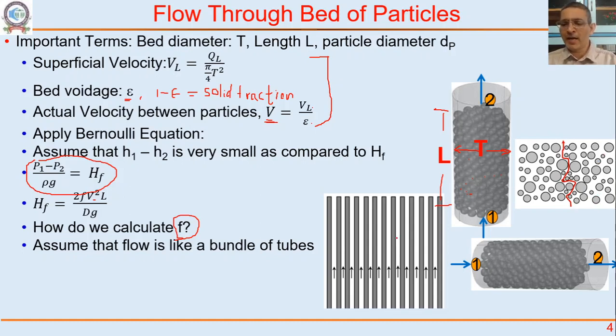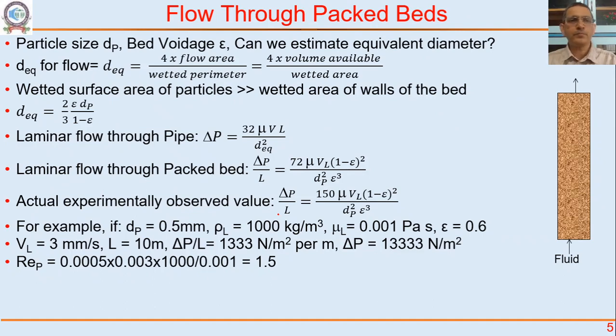We say equivalent diameter. How do I define equivalent diameter? Equivalent diameter we define as 4 times flow area divided by wetted perimeter. If I multiply numerator and denominator by L, flow area multiplied by L would be the volume available for flow, and wetted perimeter multiplied by L will be the total wetted area. So I can now substitute for volume available. Equivalent diameter would be 4 times volume available divided by wetted area.